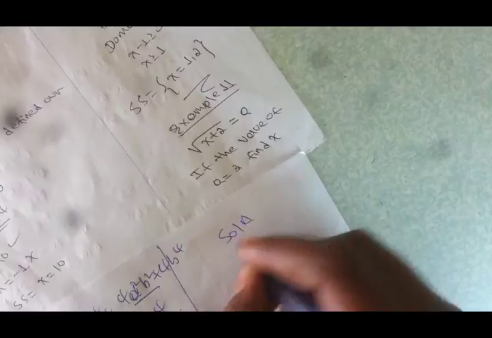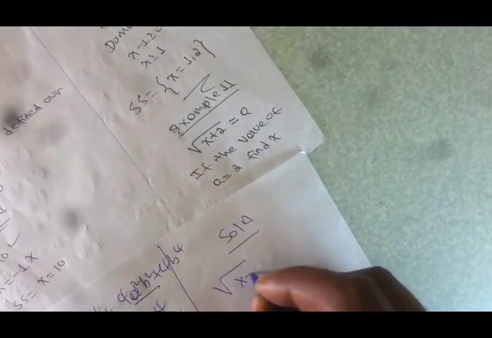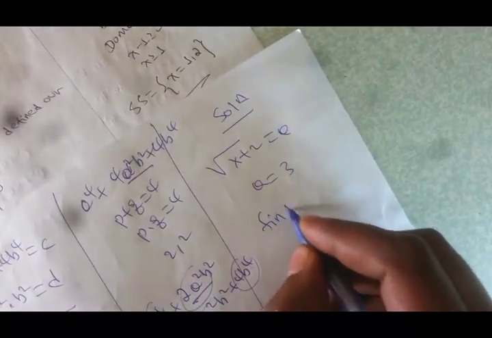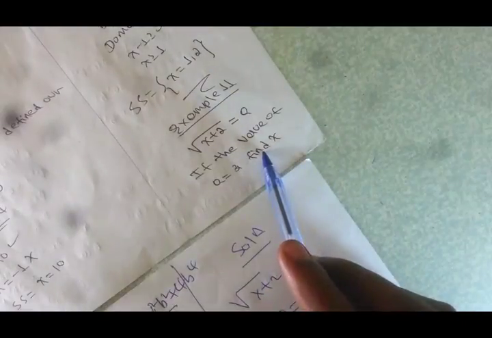Solution, we are given square root of x plus 2 is equal to a, and the value of a is already given as 3, and we are asked to find the value of x.